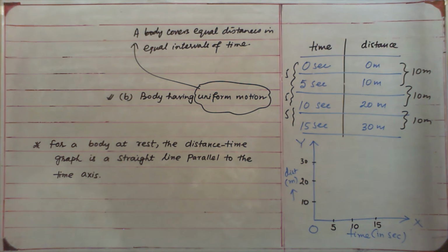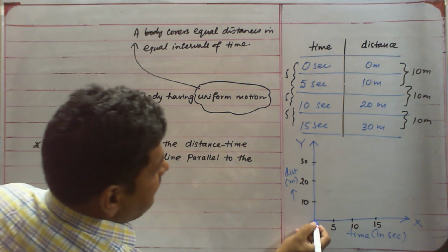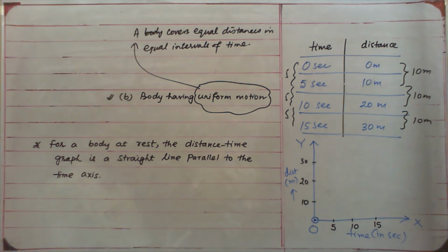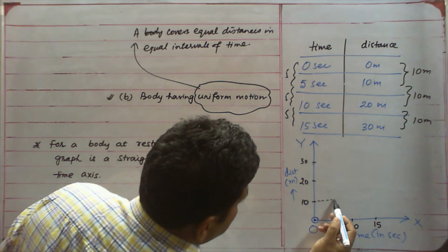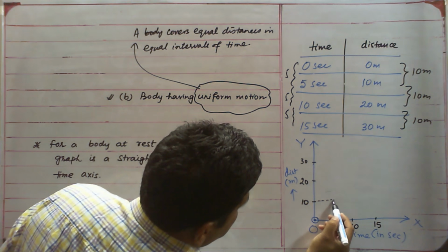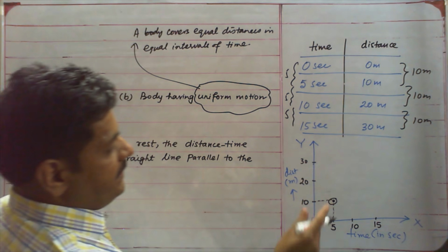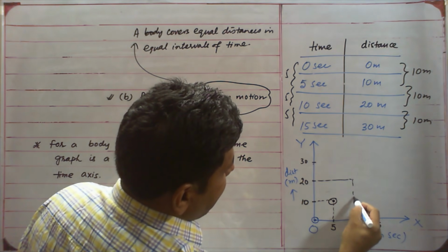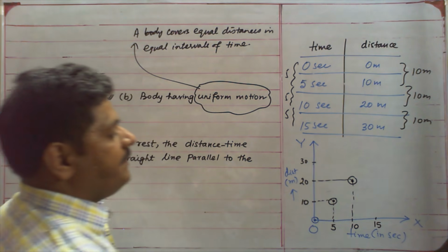So let us see how the graph looks like. At 0, the distance traveled is 0, so this is the first point. At 5 seconds, the distance traveled is 10 meters. So you can join these 2 points. You know how to plot the points in a graph paper. So this is 1 point, this is the second. The third one would be at 10 seconds, the distance is 20 meters. So this is the third point.